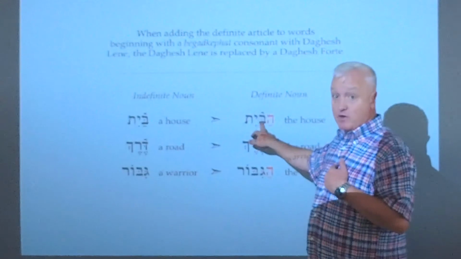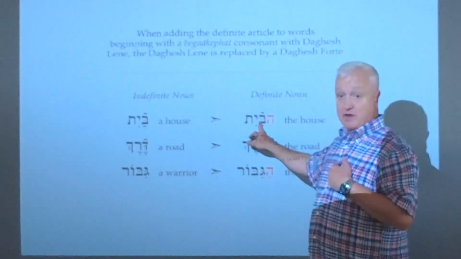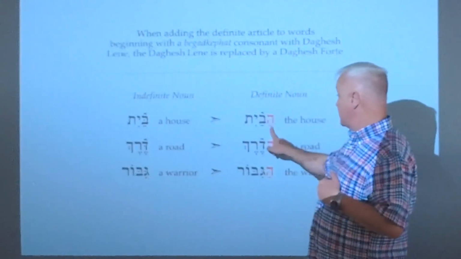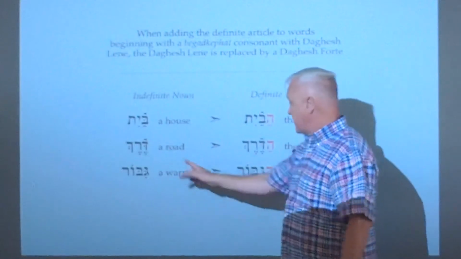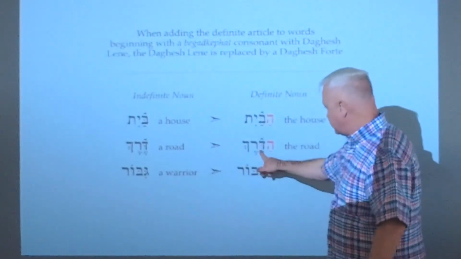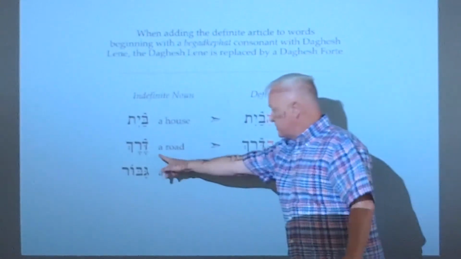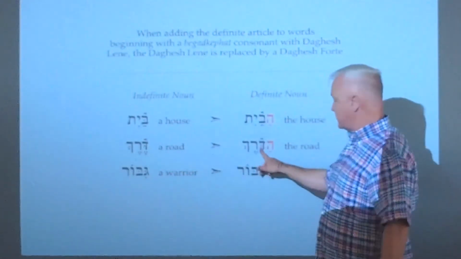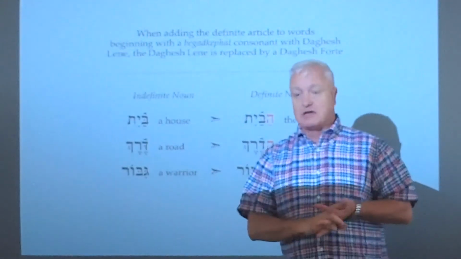If you don't remember that when you're reading the Bible, you're still going to be able to read the Bible. It'll help you down the road, but right now, does this have the article? Yes, it does. Right? Number 2, Derek. Exactly the same. This is a Dagesh Lene. This is a Dagesh Forte. Gibor.